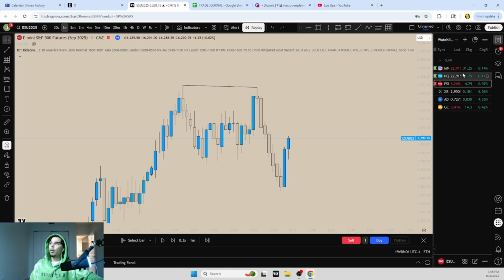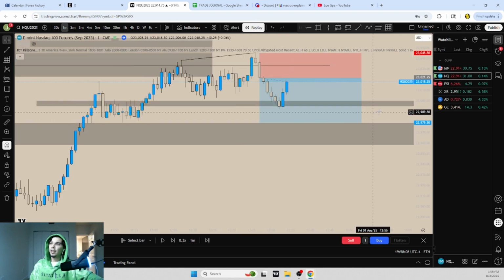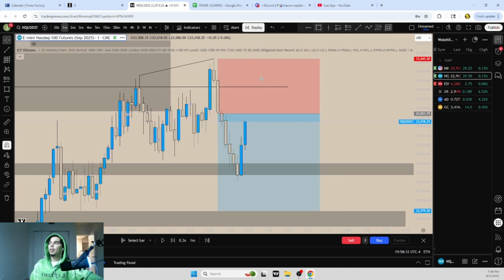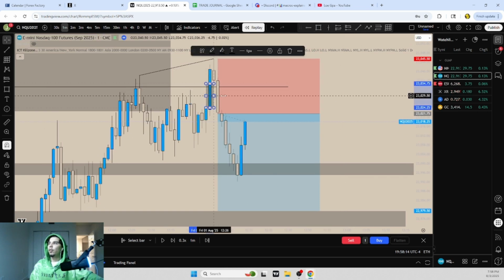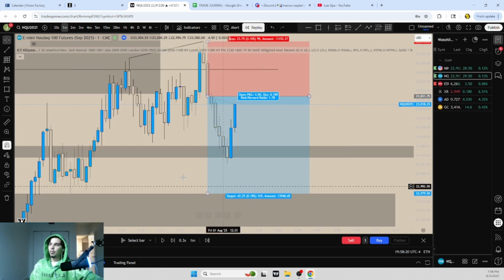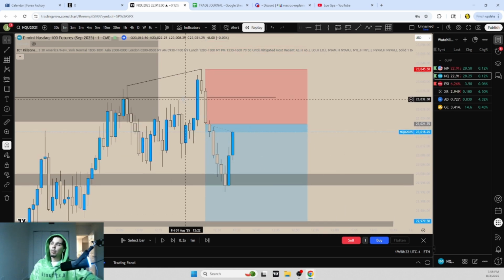What did we end up getting right after the internal SMT inside of the hourly fair value gap? Well, we got a 1 minute inversion to the downside. What did I do? I entered off the 1 minute inversion to the downside. Why? Because we had clear targets, right? We had two unfilled 15 minute gaps. We have an internal SMT.